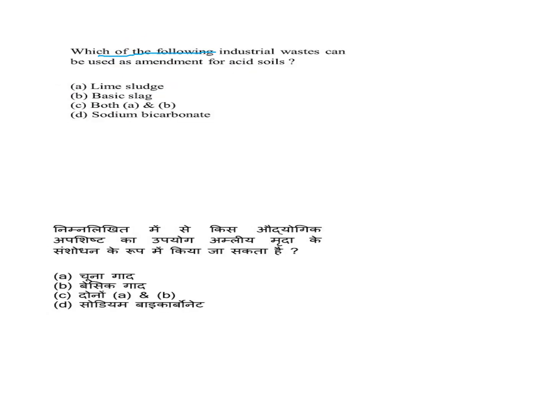Which of the following industrial wastes can be used as an amendment of acidic soils? Lime sludge, basic slag, A and B, sodium bicarbonate. The answer is both lime sludge and basic slag. Lime sludge is produced mostly in paper mills. It produces calcium carbonate and calcium hydroxide. So this is used to neutralize the acidity.